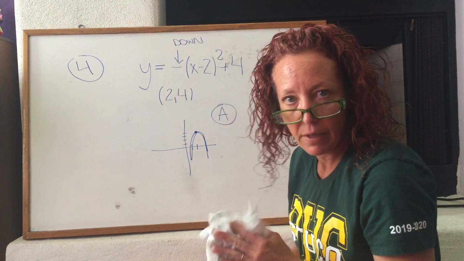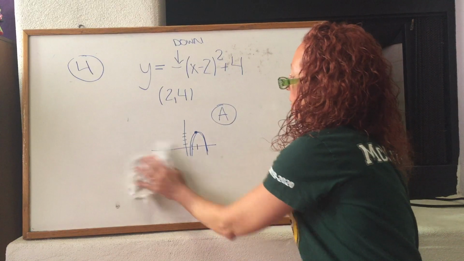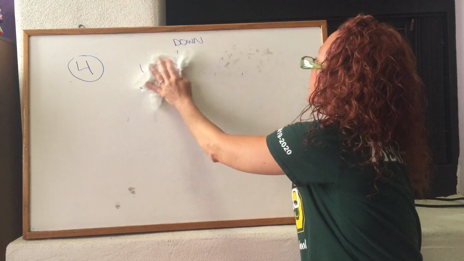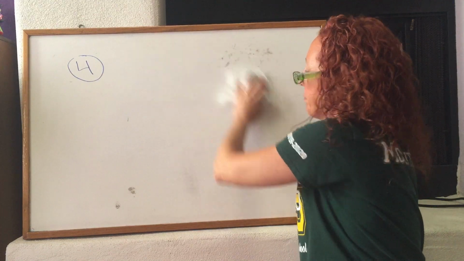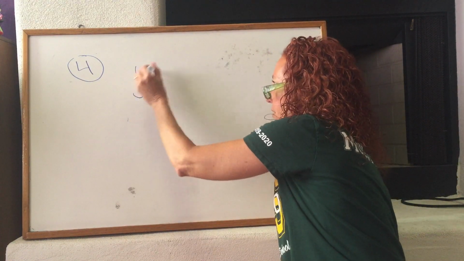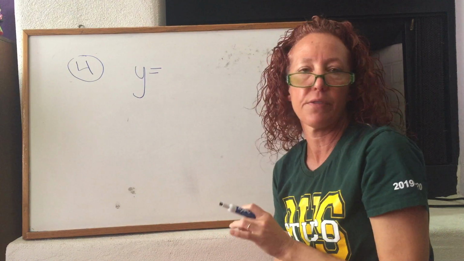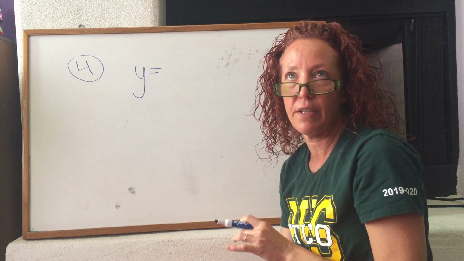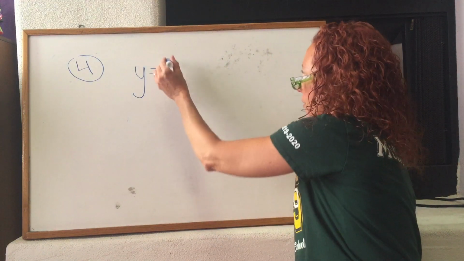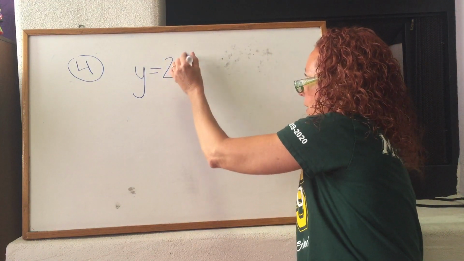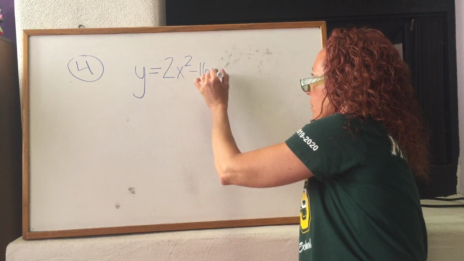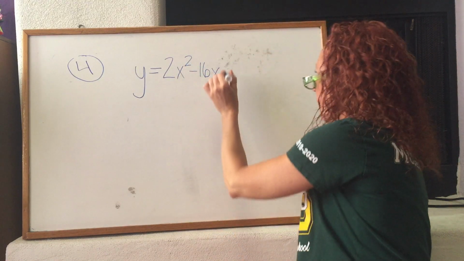Number 5 is the one where you have to switch it. It's given to us in standard form. You will need to complete the square in order to put that in vertex form. This is from section 11.7. If you want to go back and review any of those problems: 2x squared minus 16x plus 35.